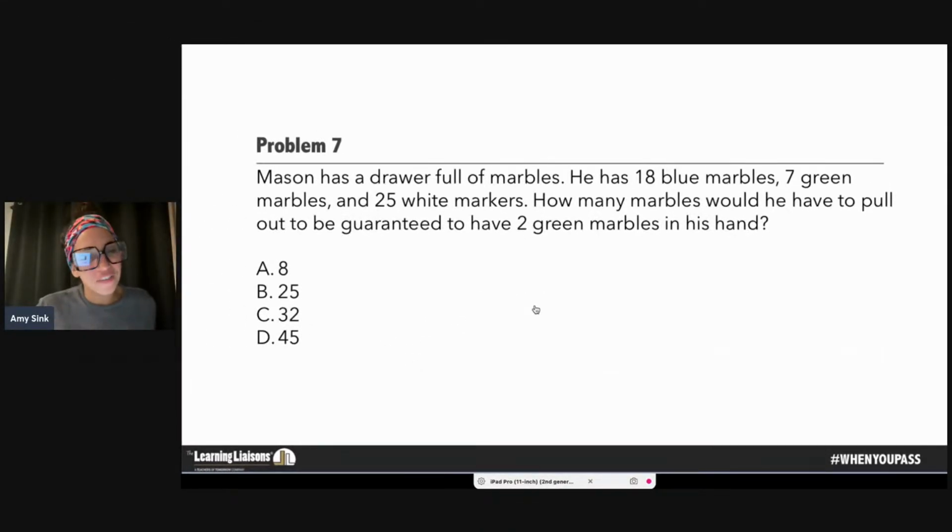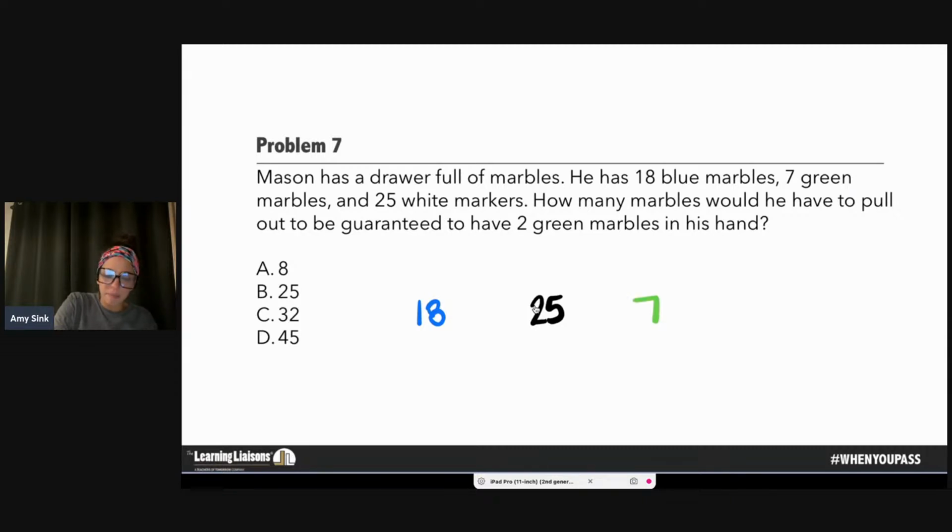So this is a really fun one, and it's kind of a different one than we're used to. Mason has this drawer full of marbles, and there's 18 blue, 7 green, and 25 white. So let's put all the blues together. Let's put all of the whites together. I can't write white on white, so I'll use the black marker. And I have 7 green.